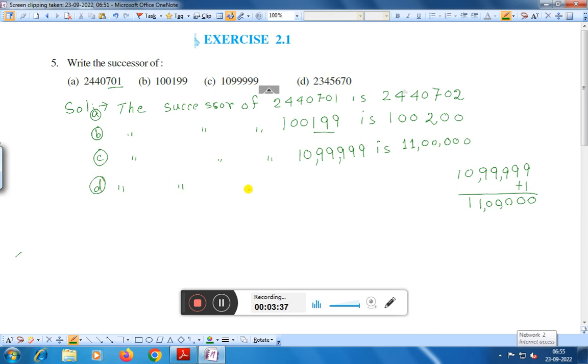the successor of 2, 3, 4, 5, 6, 7, 0 is, here the last number is 670. Therefore, if we add 1 to that number, we are getting 671. Therefore, the number will be 2, 3, 4, 5, 6, 7, 1. Right? This is the solution of question number 5.